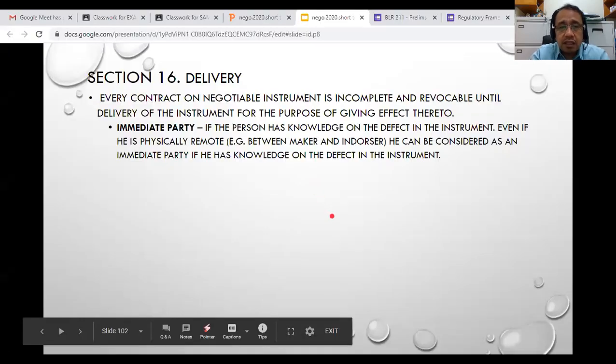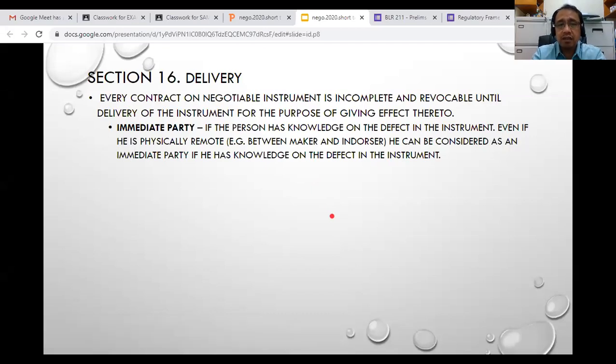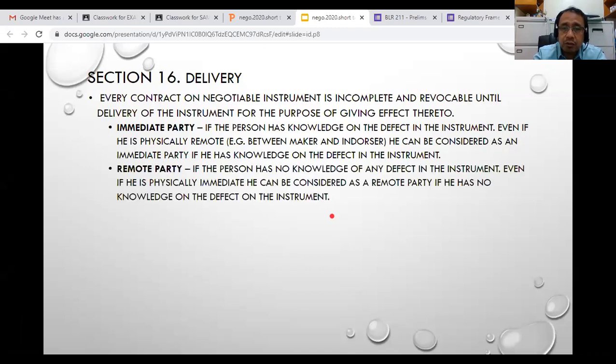Tapos ang sinasabi nga rin po natin, pagdating dito sa Section 16, you have to take note also what we call as an immediate party and as a remote party. Sino ba ang immediate party? Sino ba ang remote party? Immediate party, if you have knowledge of a defect in the instrument, then you are considered an immediate party. If you have no knowledge of a defect in the instrument, then you are considered as a remote party.